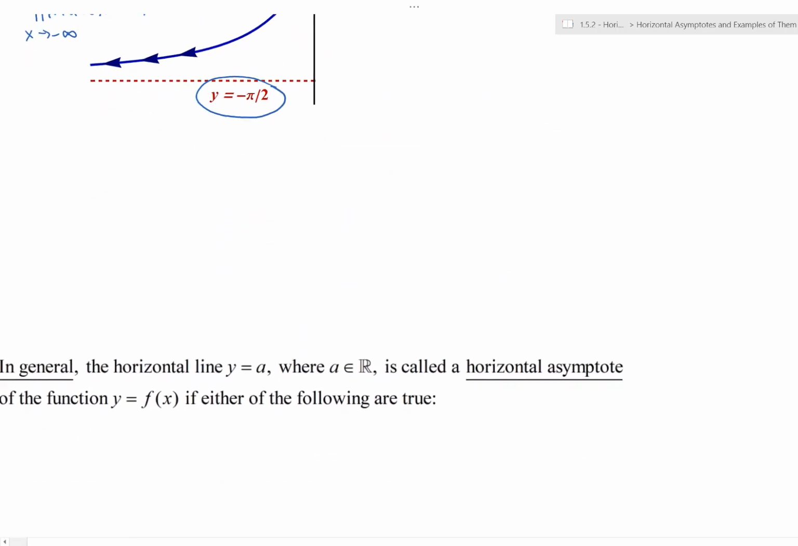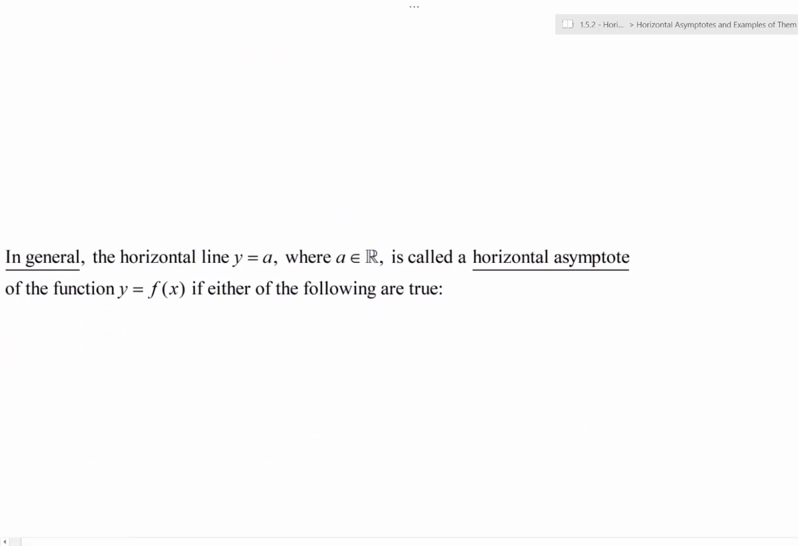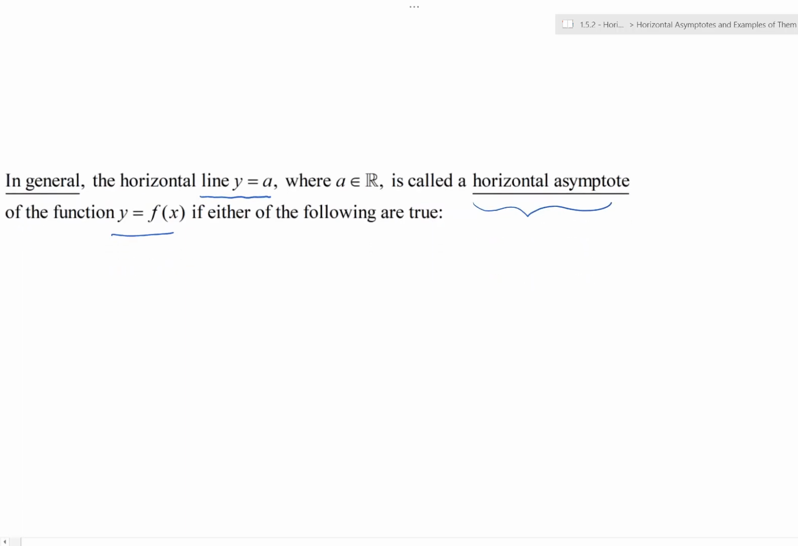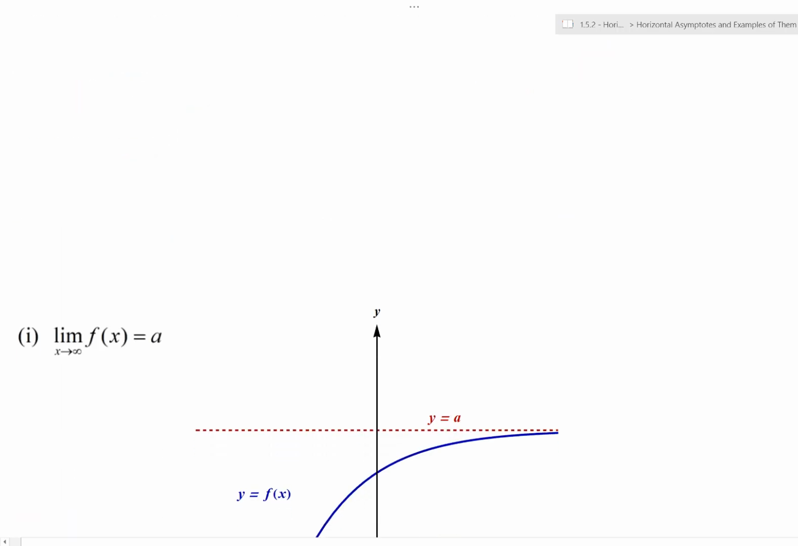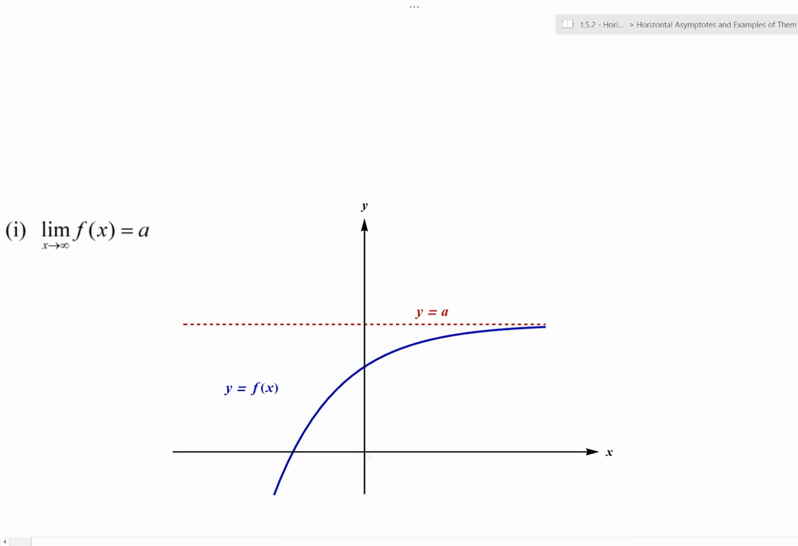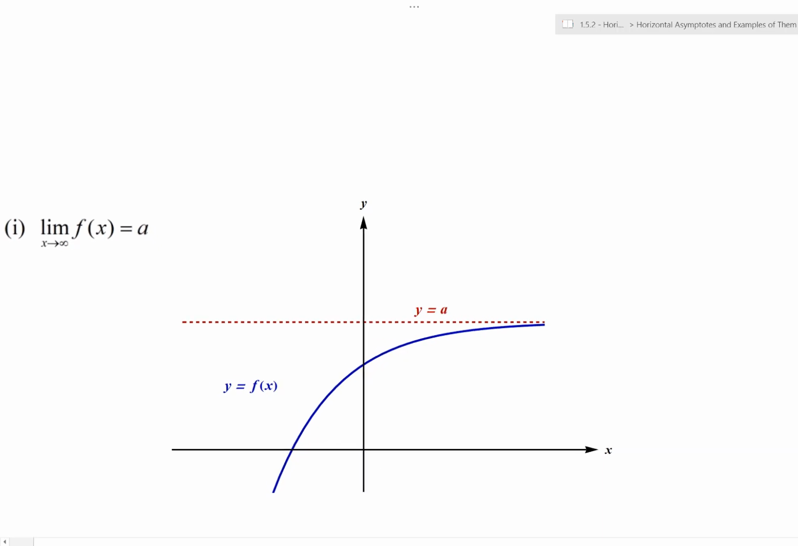So here is our definition. In general, we say that a horizontal line, y is equal to a, being some real number here, is called a horizontal asymptote of a function, say y is equal to f of x, if either of the following are true. So it could be one or the other or both. And that is, like we saw in the previous example, if the limit as x goes to infinity of the function is equal to that particular number a.